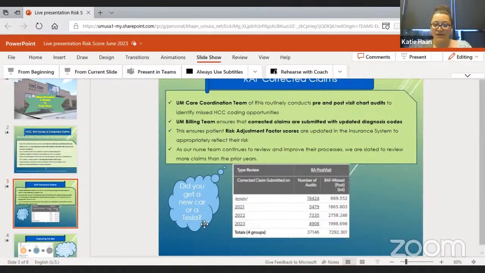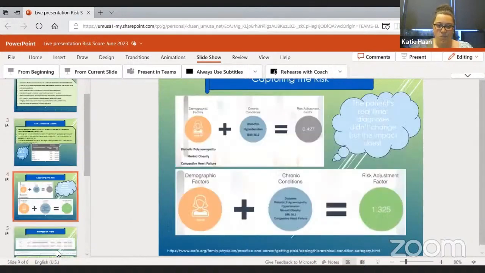I put a little blurb here about the specifics of, do you have hypertension or do you have hypertension with other issues? So it's kind of like, did you get a new car or did you get a specific type of car, like a Tesla? This explains it a little bit better. So this is capturing the risk.